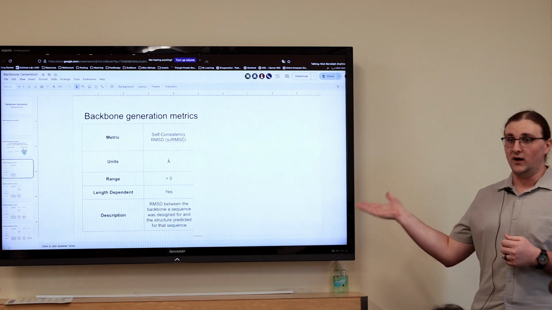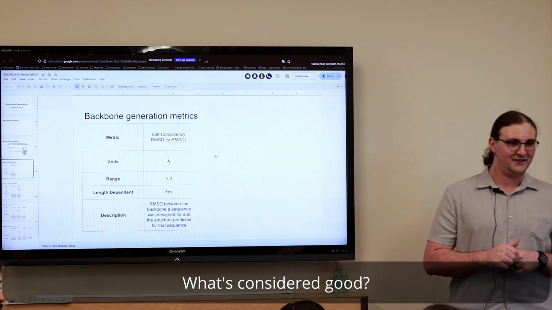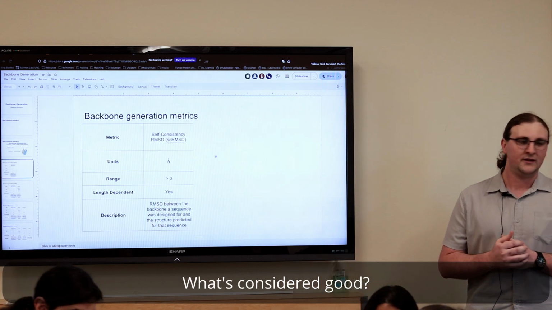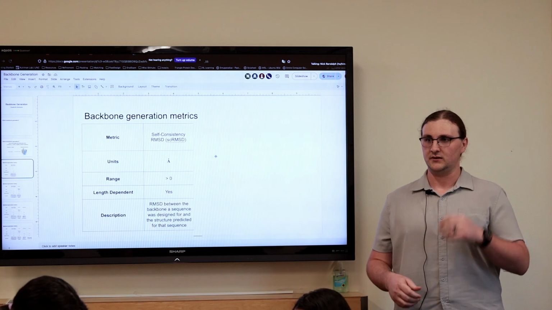And generally, you want your self-consistency RMSD to be good. It's considered good if less than 2 angstroms, usually. Of course, it depends on the protein, because larger proteins have more flexibility.